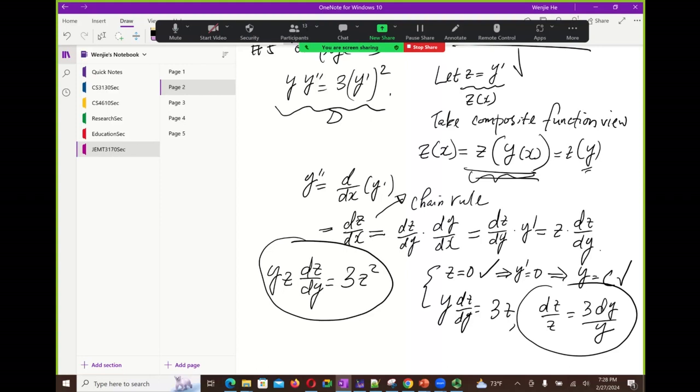Hope you can do well in that homework question with these two examples. Especially the hard part is that chain rule part, that composite function view. I think most of you may not feel comfortable with that composite function. How can we do it in that way? Yes, we can. z is treated as a function of y, y is a function of x. So then z is a function of x in a composite way.